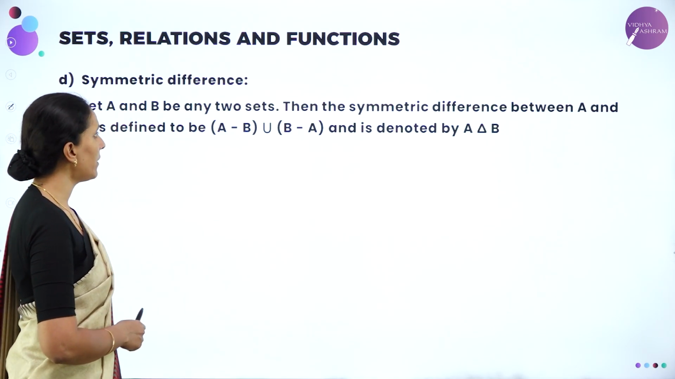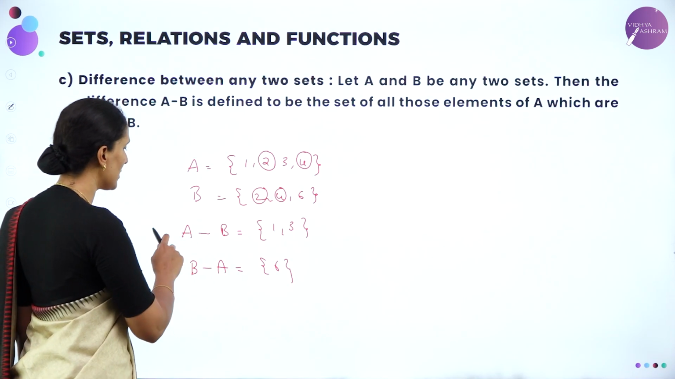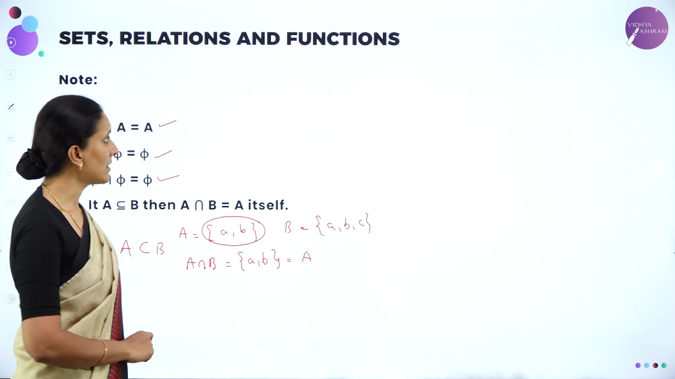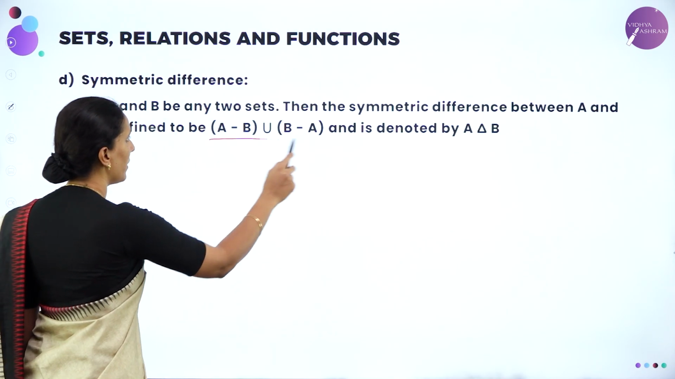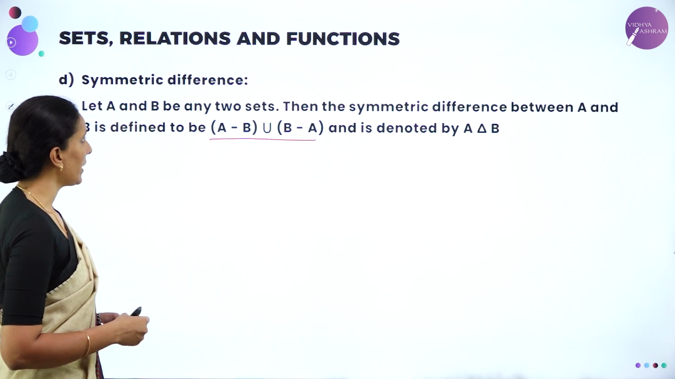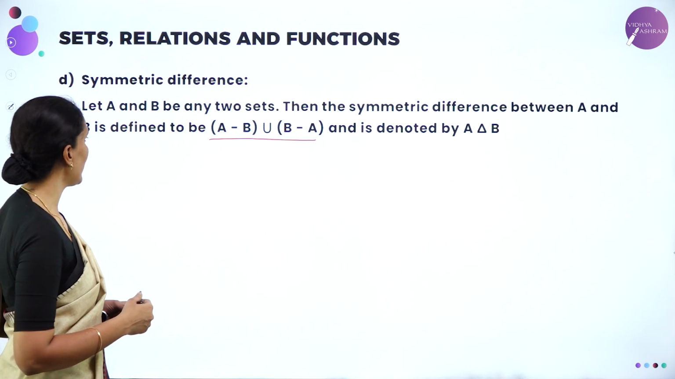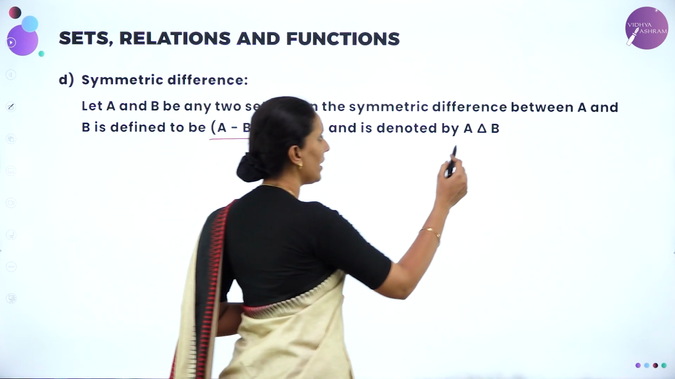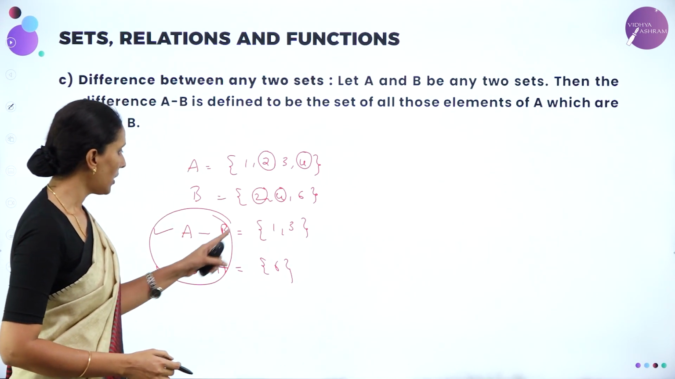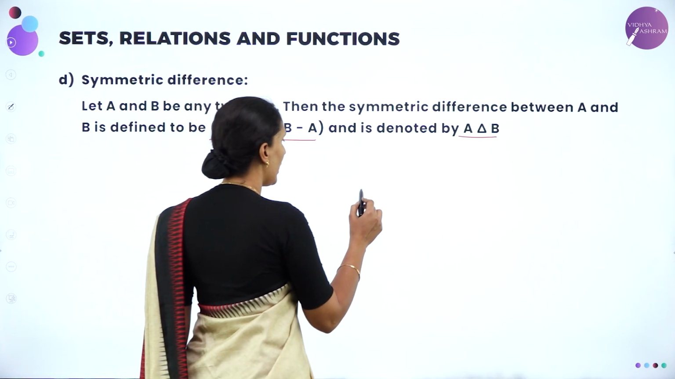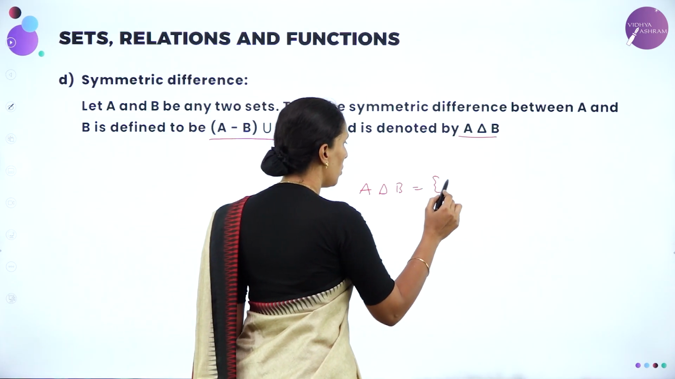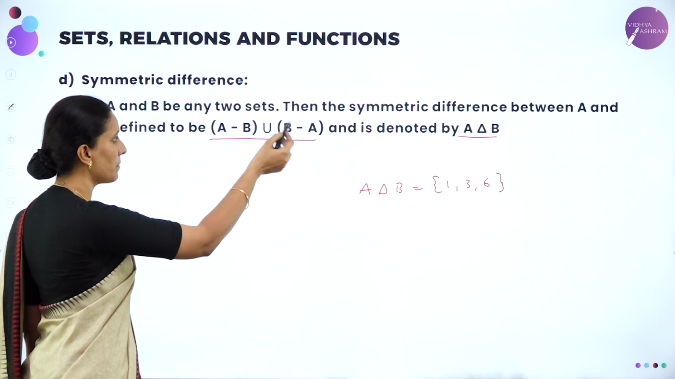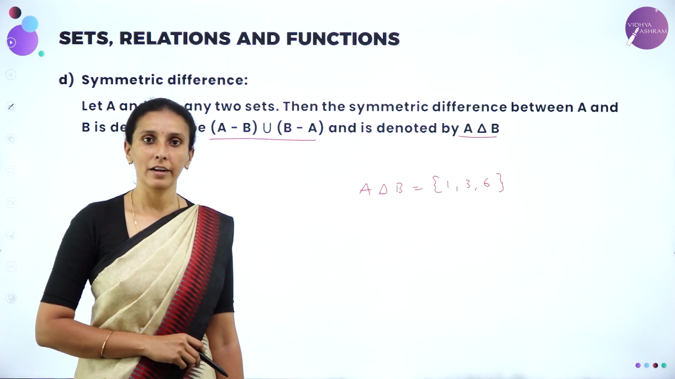Next, symmetric difference. So we have defined A minus B and B minus A here. If we take the union of these two sets, that is nothing but the symmetric difference. So let A and B be any two sets, then the symmetric difference between A and B is defined as (A minus B) union (B minus A), and it is denoted by A delta B. So if we take the union of these two sets, then A delta B will be equal to {1, 3, 6}. Therefore, the union of A minus B and B minus A is called symmetric difference.